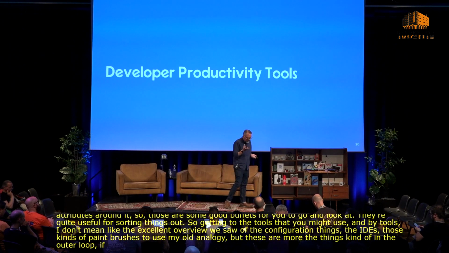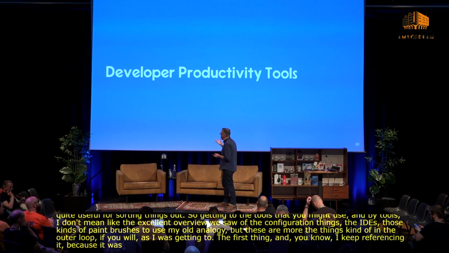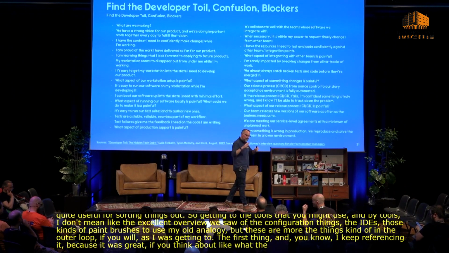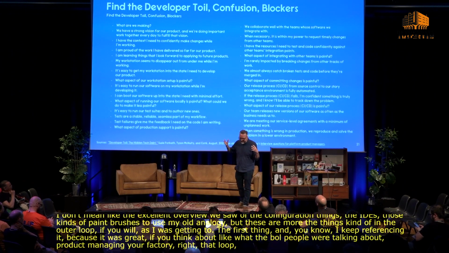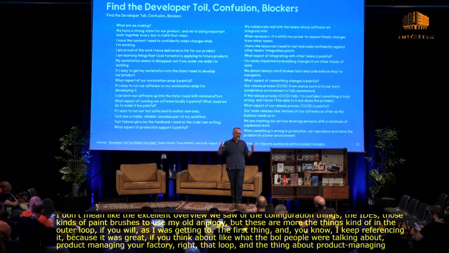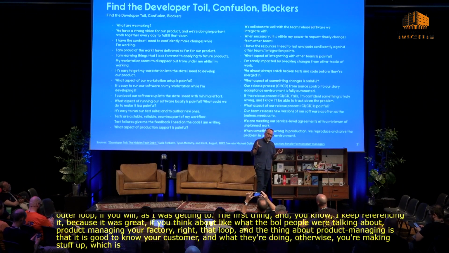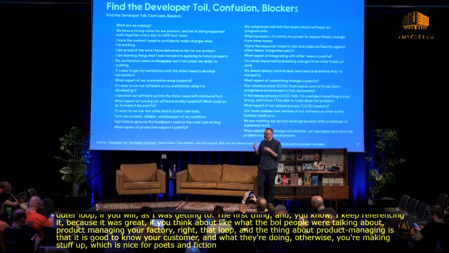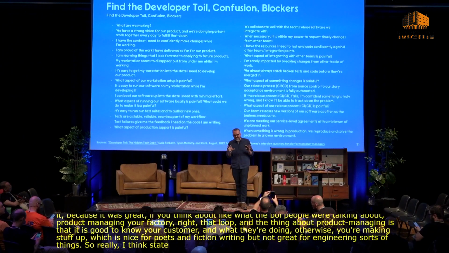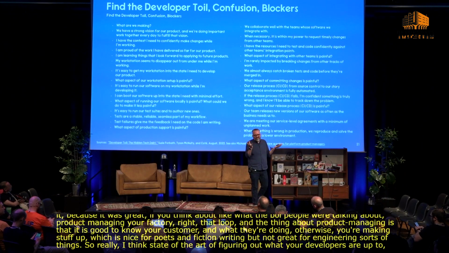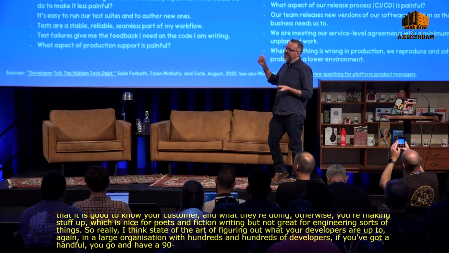And the first thing, I keep referencing it because it was great, is what the bold people were talking about, product managing your factory, right? That loop. And the thing about product managing is it's good to know your customer and what they're doing. Otherwise, you're just making stuff up, which is nice for poets and fiction writing, but not really great for engineering sorts of things. So really, I think the state of the art of figuring out what your developers are up to, in a large organization with hundreds and hundreds of developers, if you've just got a handful, you just go have a 90-minute lunch with them and sort it out, which is probably fun.